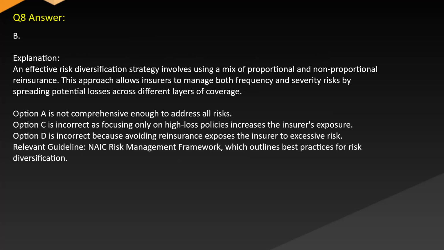Answer: B. Explanation. An effective risk diversification strategy involves using a mix of proportional and non-proportional reinsurance. This approach allows insurers to manage both frequency and severity risks by spreading potential losses across different layers of coverage. Option A is not comprehensive enough to address all risks. Option C is incorrect, as focusing only on high-loss policies increases the insurer's exposure. Option D is incorrect because avoiding reinsurance exposes the insurer to excessive risk. Relevant guideline: NAIC Risk Management Framework, which outlines best practices for risk diversification.